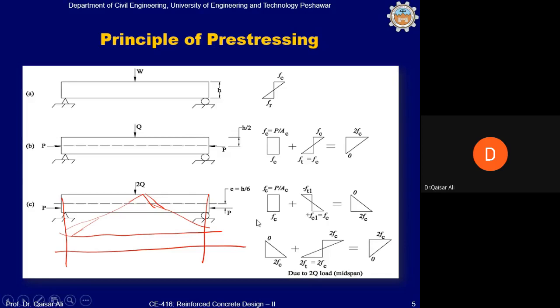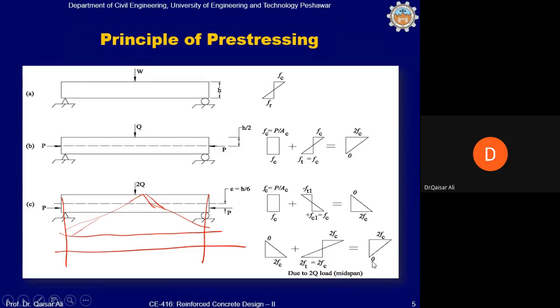Then when the load 2Q is applied, the load 2Q will produce this state of stress, 2Fc and 2Ft, at the mid-span, and you already have a state of stress 0 and 2Fc due to the pre-stressing or pre-compression. So this 0 will be added to 2Fc, and 2Fc and 2Ft will cancel out. So you will have 2Fc and 0 state of stress as in the previous case.